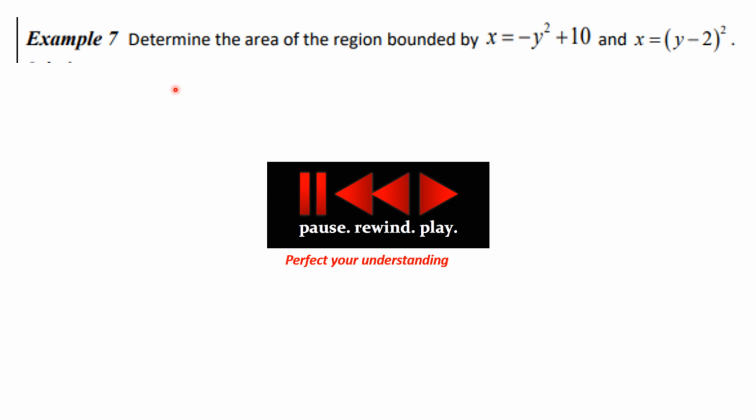Here's another example. Determine the area of the region bounded by x equals minus y squared plus 10 and x is equal to y minus 2 whole squared. You know what to do. Let's see how you did.